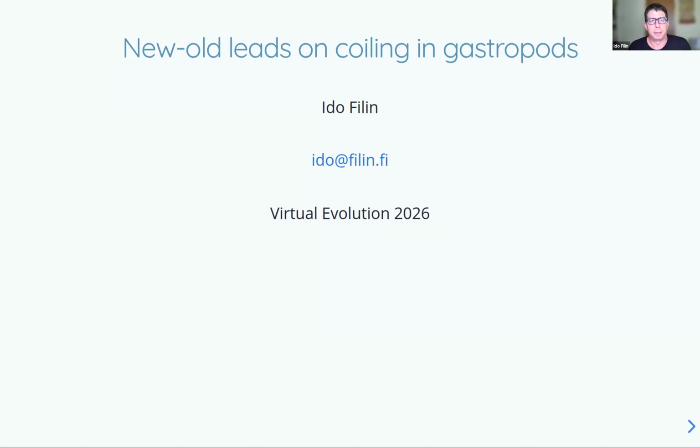Hello everyone. I'm Ido, and I'm speaking to you from Finland today. I want to thank again the organizers for the opportunity to speak at Virtual Evolution. I'm going to talk today about coiling in gastropods, or coiled shells, theoretical morphology of coiled shells, which is a subject which I guess is familiar to many of you.